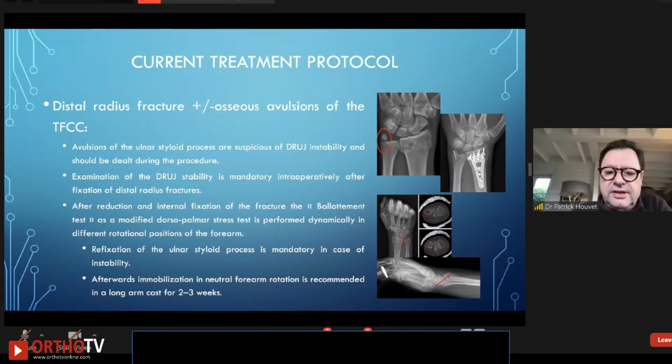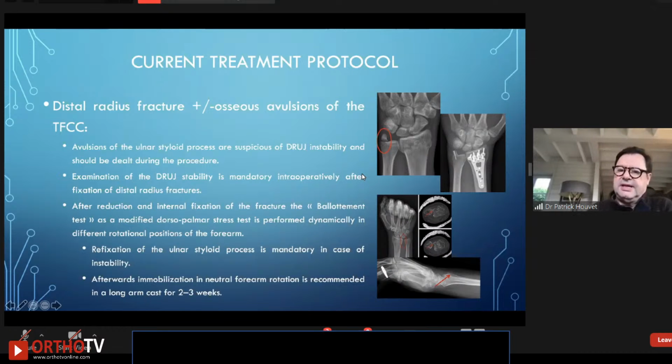After reduction and internal fixation of the fracture, the ballottement test that I described is performed dynamically in different rotational positions of the forearm. Refixation of the ulnar styloid is mandatory in case of instability. Afterwards, immobilization in neutral rotation is recommended for 2 or 3 weeks with the long arm cast.